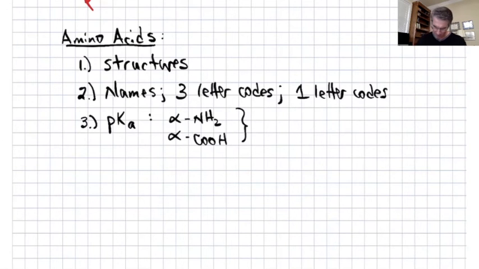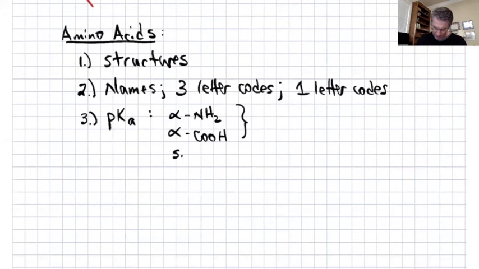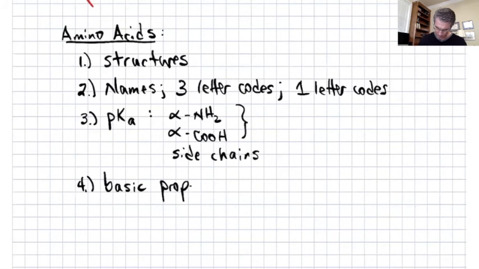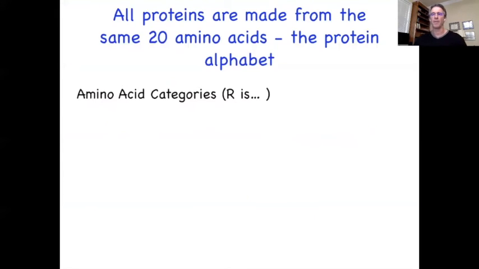You also need to know the pKs of the side chains that have ionizable groups, right? You need to have a reasonable idea of those side chain pKs, right? Which ones have ionizable groups and roughly what they are, right? And finally, fourth, you need to learn something about the basic properties. And this is in part related to whether they're ionizable or not, but not only, right?